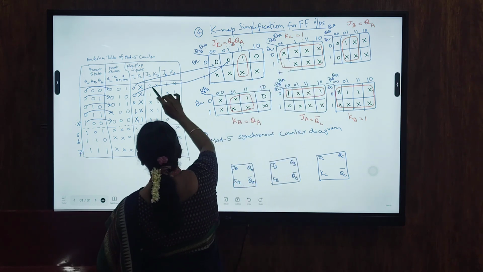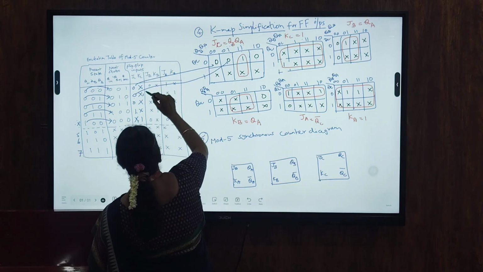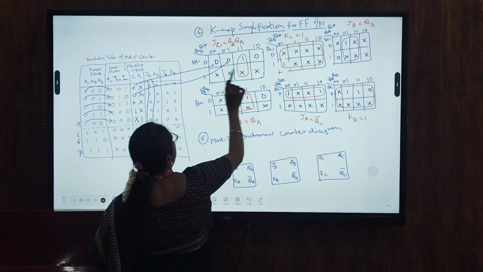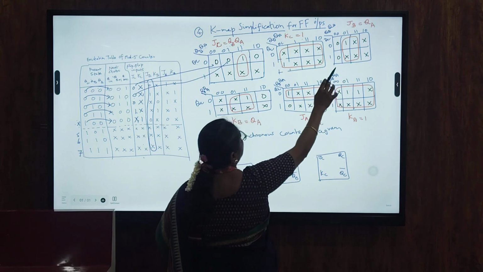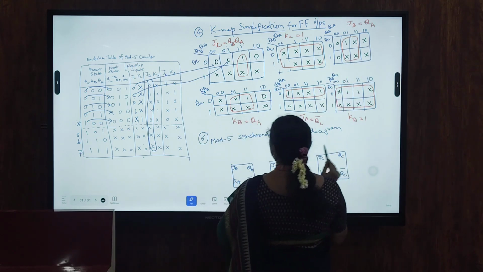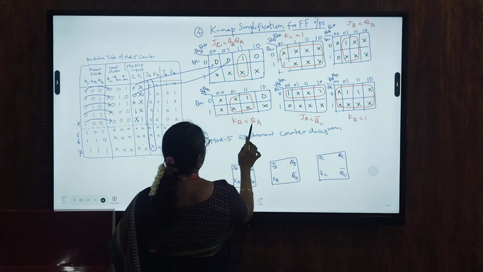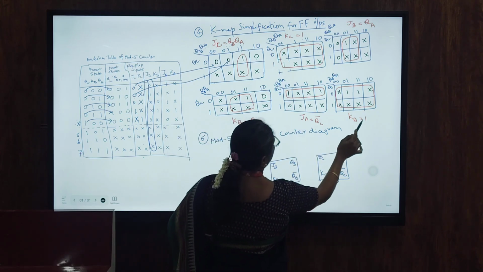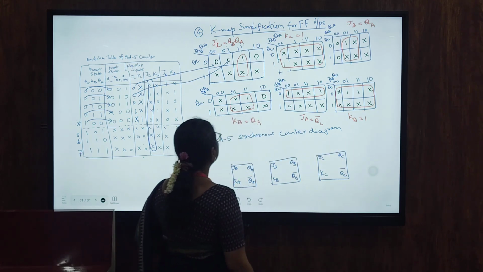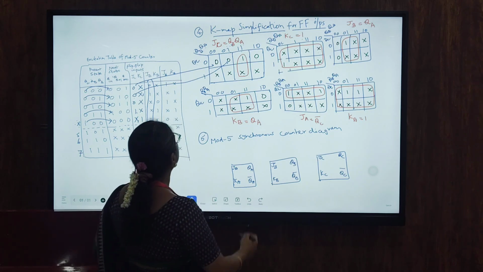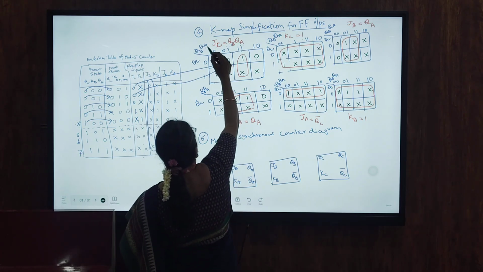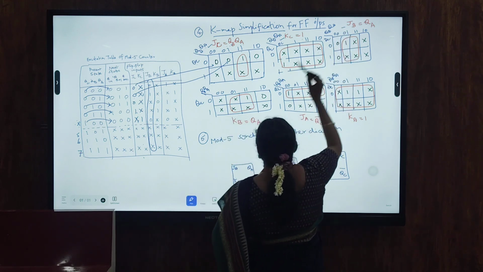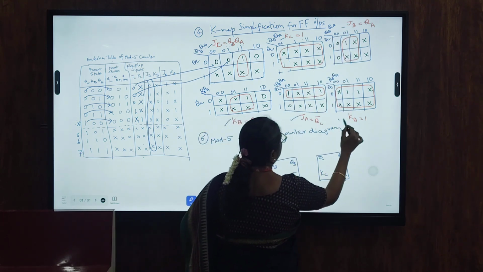Then coming to JB, in a similar way you have to map the JB values, and here we are getting the value equal to QA. Similarly, for KB it is equal to QA, for JA it is QC bar, and for KA it is equal to 1. So now I have got the flip-flop input equations. All these equations I have obtained: JC, KC, JB, KB, JA, KA.